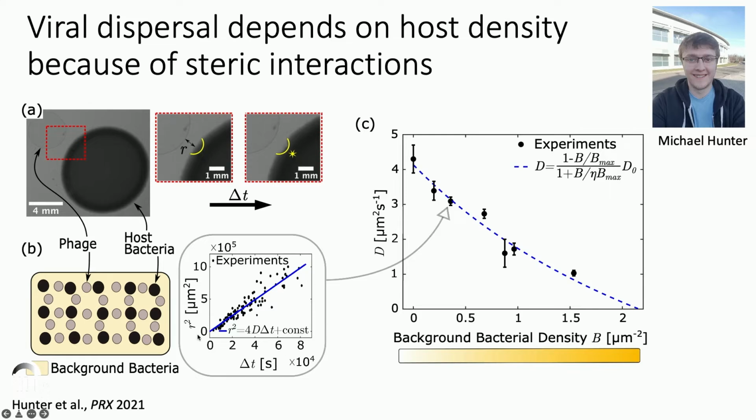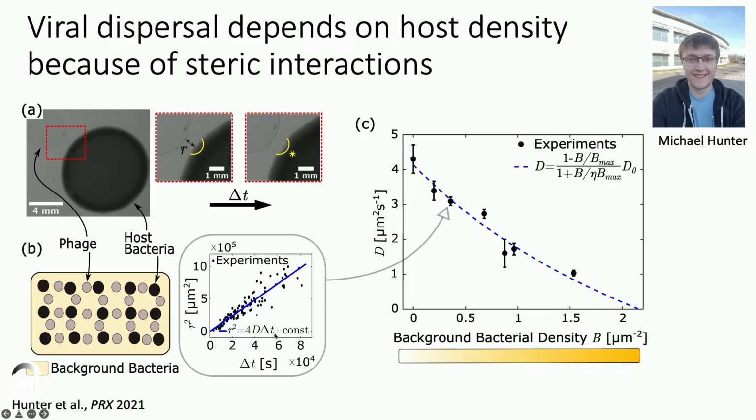So if this is diffusive, you expect a linear relationship between the distance squared between the droplet and the time it takes for the phage to get to that droplet. So that allows us to actually measure directly the diffusion coefficient of the phage as a function of this background bacterial density, which just represents these physical obstacles basically that the phage has to undergo.